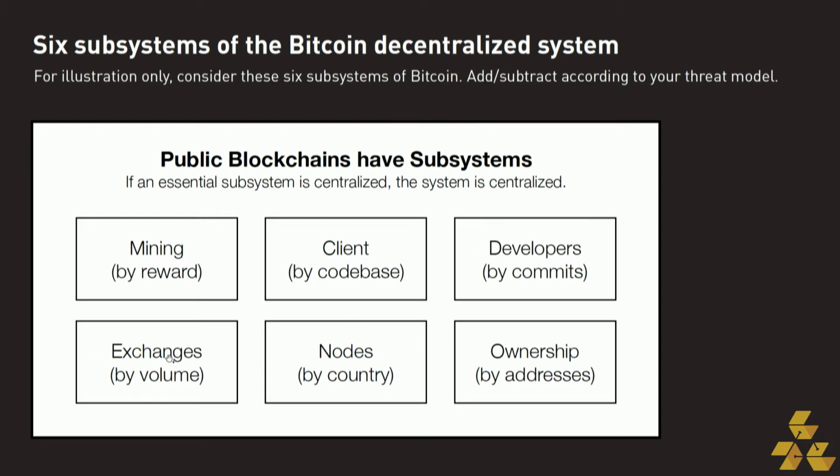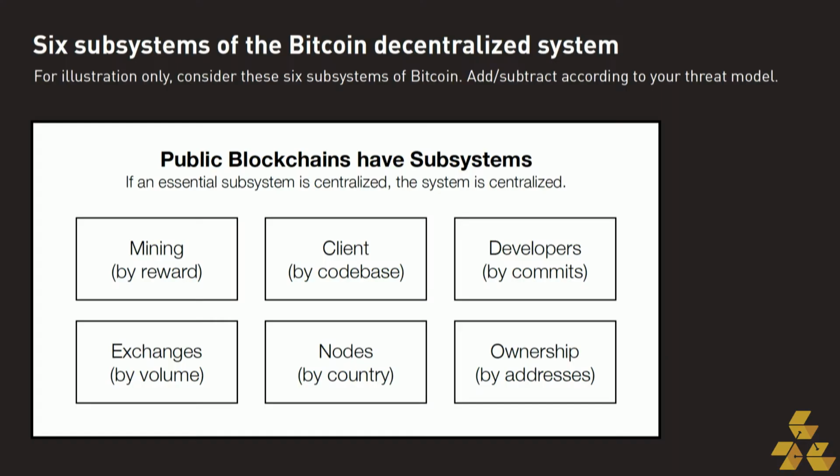With exchanges, how centralized are they by volume? If you take down one exchange, do you knock out the entire trading volume of this coin? With nodes, can a country just go and block all of these nodes, or are they spread out between countries? And with ownership, how concentrated is wealth? Is it just that one person owns it, or does everybody own it and a lot of folks have a stake in it? And again, I'm not arguing each of these are of equal weight or anything like that.